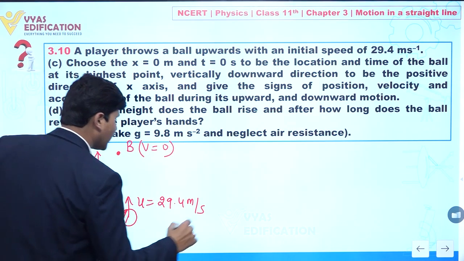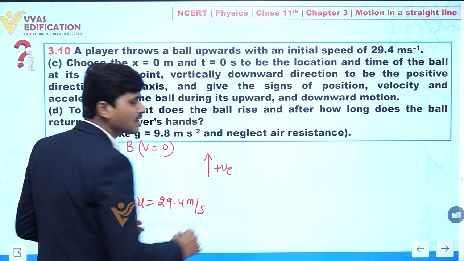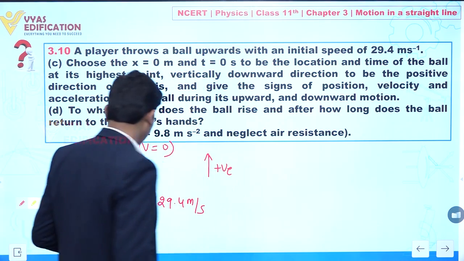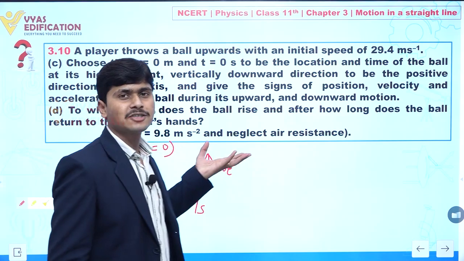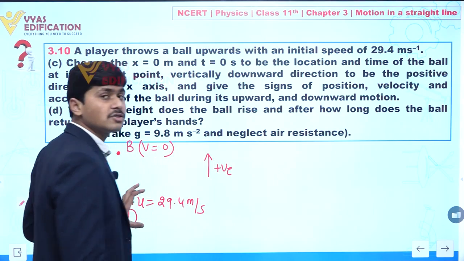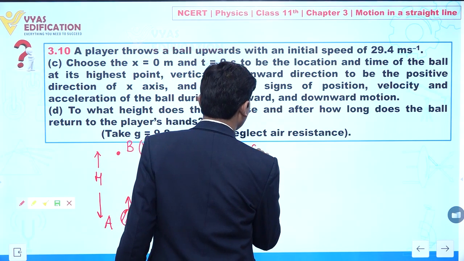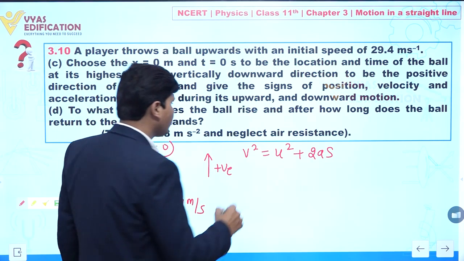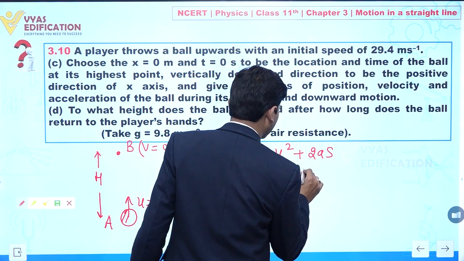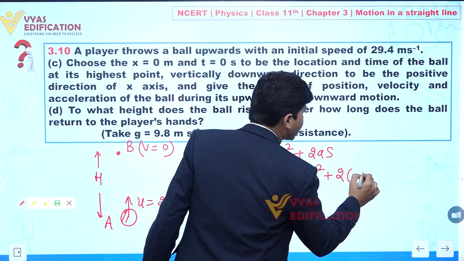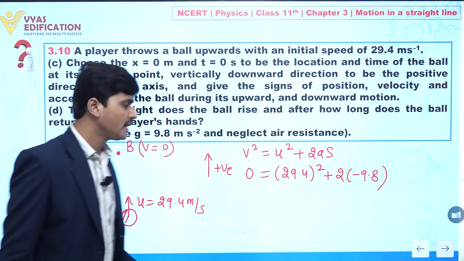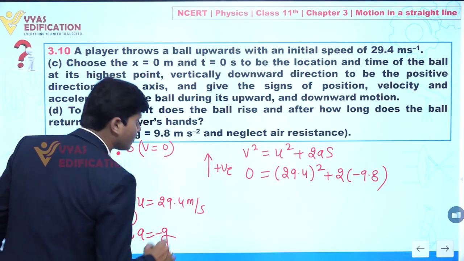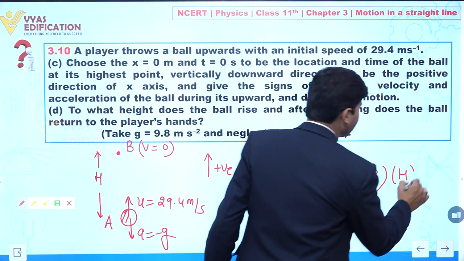Now let's suppose we are assuming upward direction positive. When the ball is moving in an upward direction, it is moving under the influence of gravity, so acceleration is constant and we can apply the equation of motion: v squared equals u squared plus 2as. At maximum height v is 0, so we can write 0 equals 29.4 whole squared plus 2 times minus 9.8 times s. The acceleration is negative because we are taking upward direction positive, and acceleration due to gravity always acts in the downward direction. Let's suppose this distance is h.